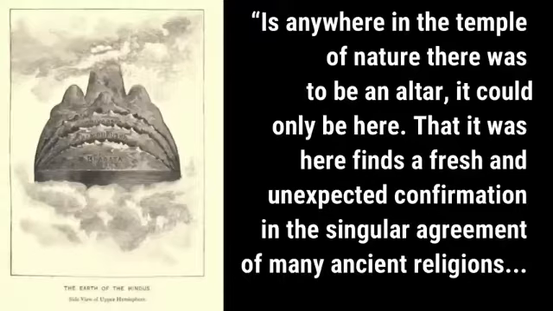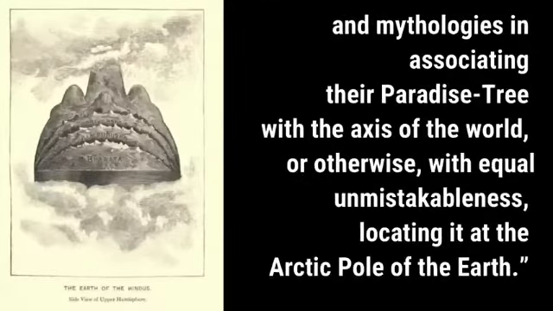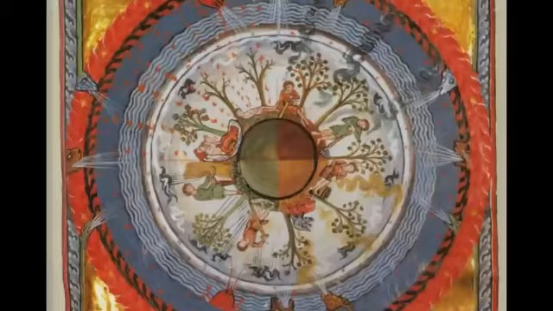That it was here finds a fresh and unexpected confirmation in the singular agreement of many ancient religions and mythologies in associating their paradise tree with the axis of the world, or otherwise with equal unmistakableness locating it at the Arctic pole of the earth. The North Pole is truly the land of 1,000 names.